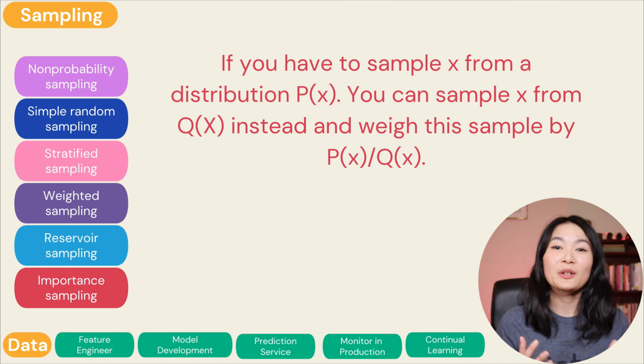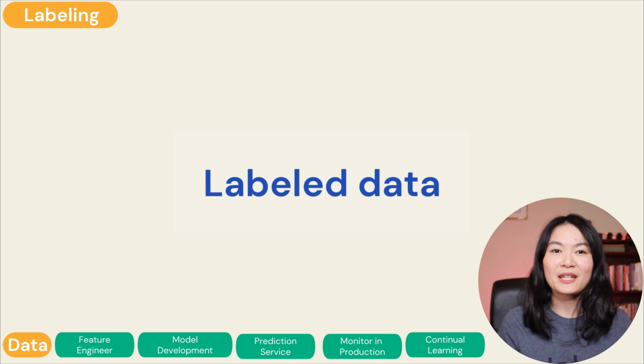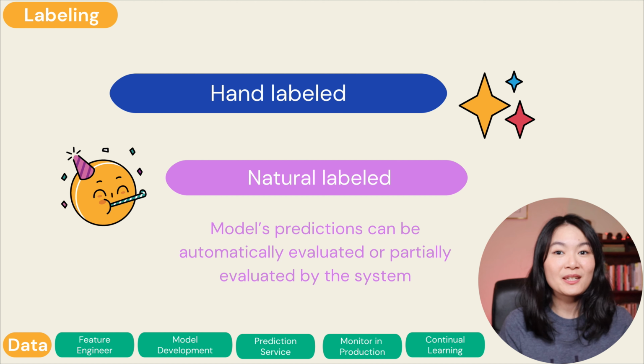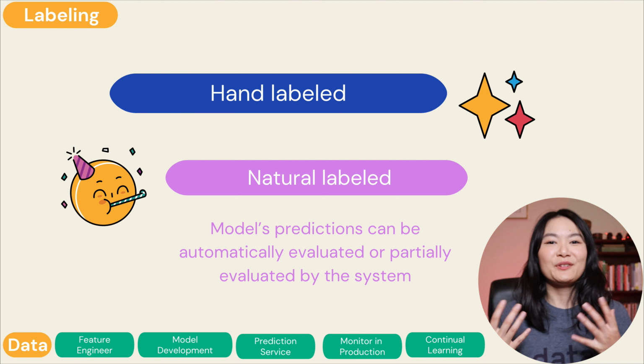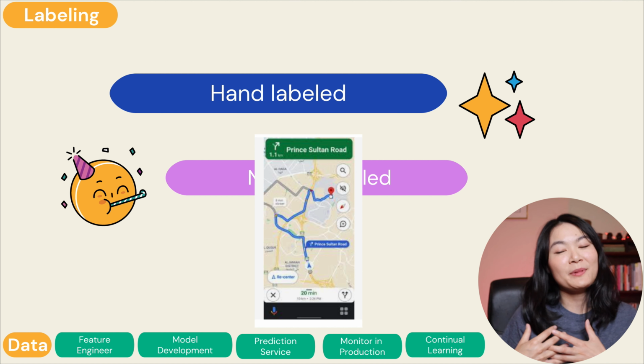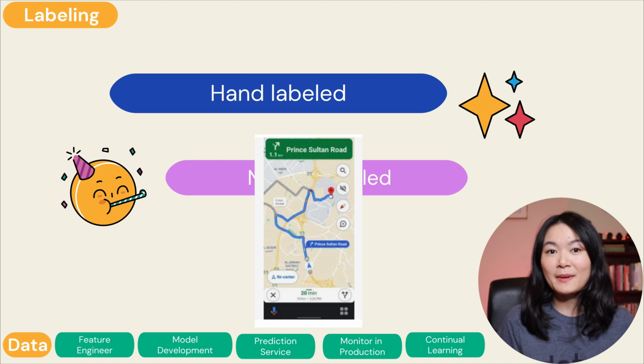In ML models, we often need labeled data, which can use hand labels or natural labels. Natural labels describe cases where the model's prediction can be automatically evaluated or partially evaluated by the system. For example, if you take the route Google Maps suggested, by the end of your trip, Google Maps knows how long the trip actually took.